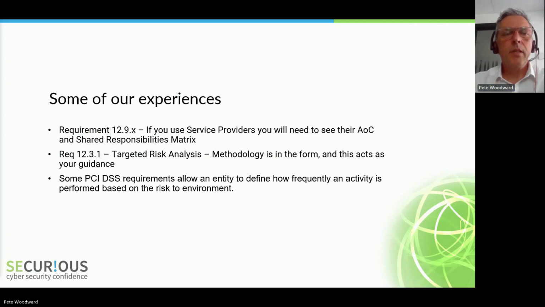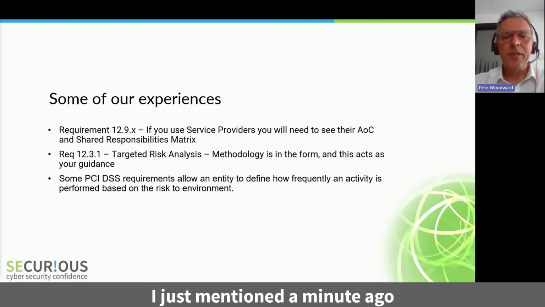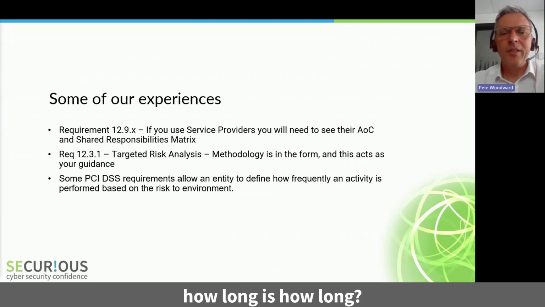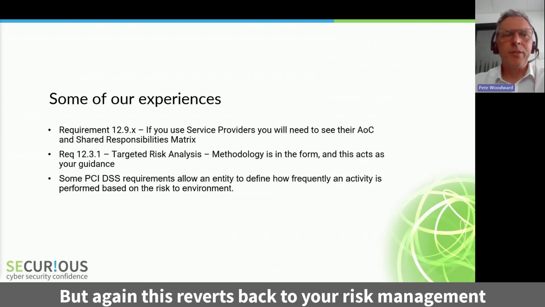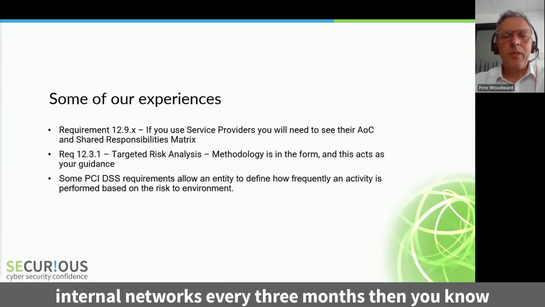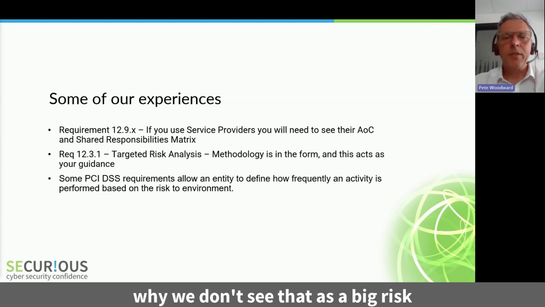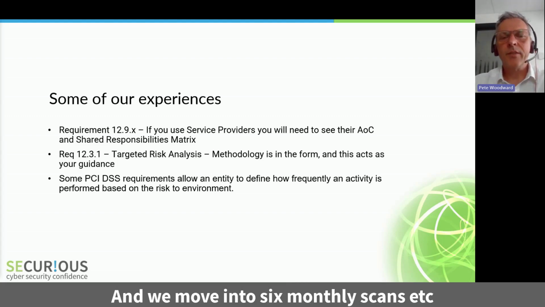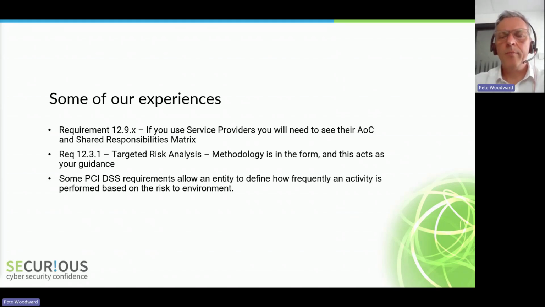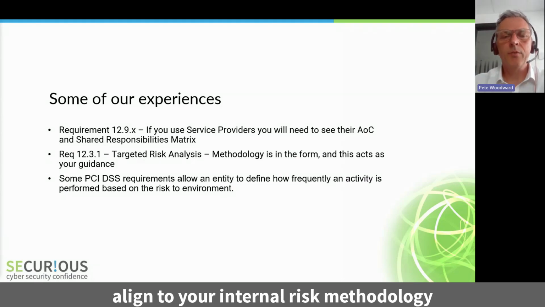Another one: the definition of frequencies changed a little bit as well. I just mentioned a minute ago, periodically. That's a classic: how long is how long? But again, this reverts back to your risk management. So if you don't see the need to scan your internal networks every 3 months, there'll be a risk statement to say why we don't see that as a big risk, and we're moving it to 6 monthly scans, etc. So there's a lot of periodic type requirements that really should align to your internal risk methodology.